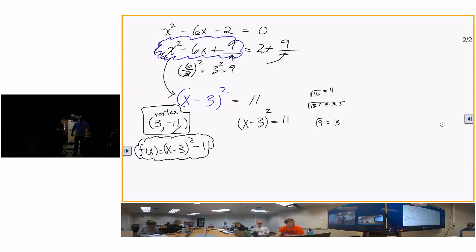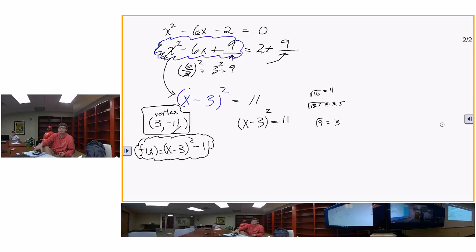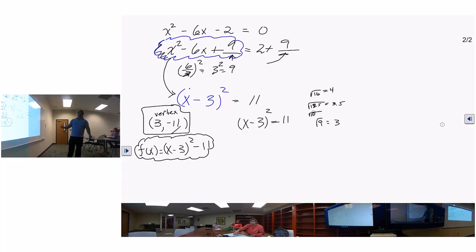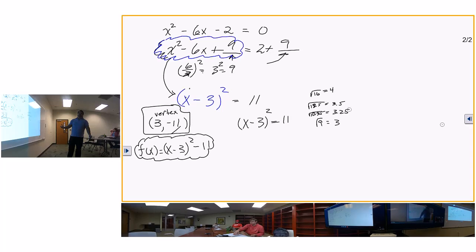If we use exact, how many decimal points do you want us to go to? I don't care, whatever the directions say. I don't really care, but I just go to the tenth, because what are we doing? Are we plotting a parabola, or are we sketching a parabola? We're sketching. So, I need the square root of 11. What's 9 plus 1.75? Square root of 10.75 is equal to 3.25. So I'm going to say 3.3.